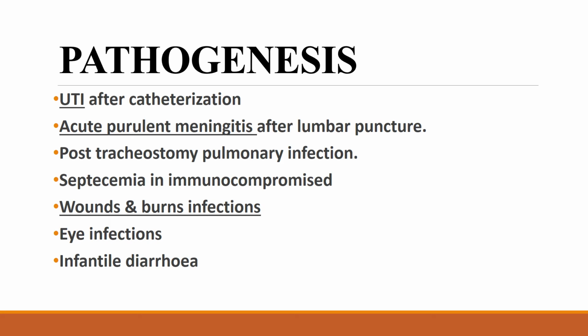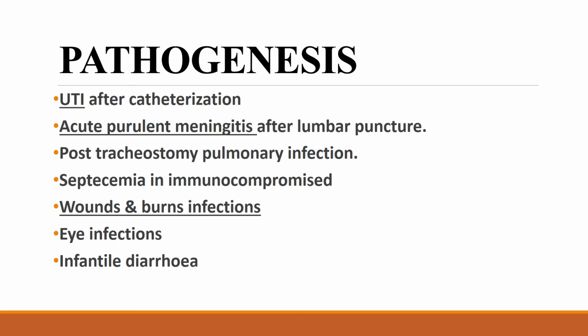Immunocompromised means those individuals who are not able to fight the infection properly. So in those, Pseudomonas can cause bloodstream infections. So it can circulate in blood, multiply in blood, and get lodged in various organs and can cause sepsis. It is also called septicemia.